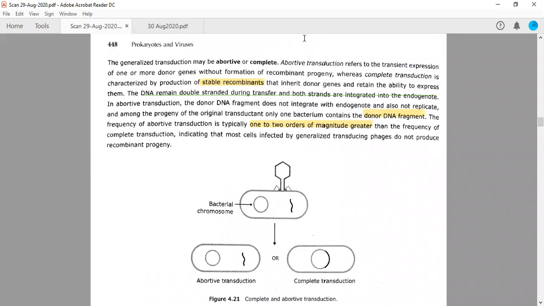So as we have seen 3 different colors, now suppose this one is coming here. So this is actually like this, right? So this DNA fragment is coming from the bacterial chromosome. And then there are 2 processes, either abortive or complete. So either it will remain like this, or it will be integrated inside the bacterial chromosome.